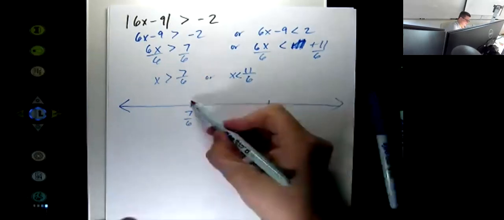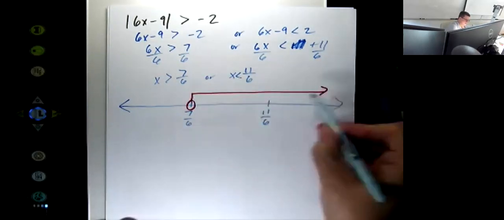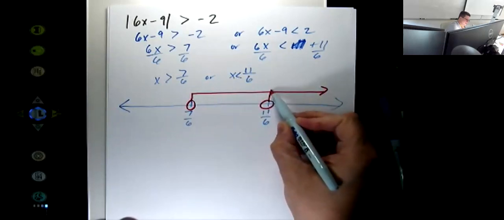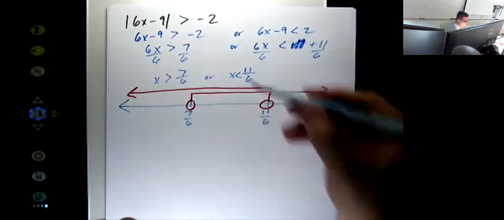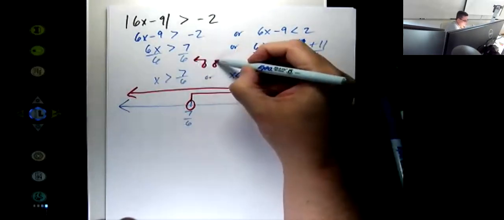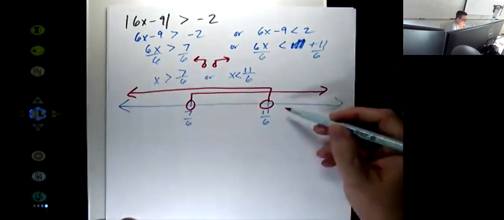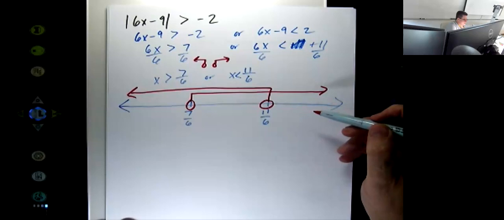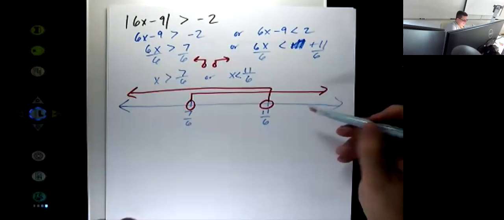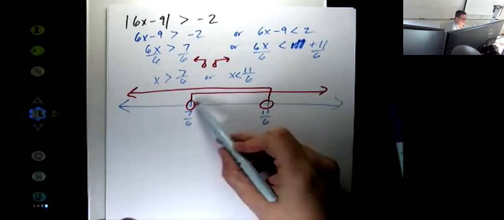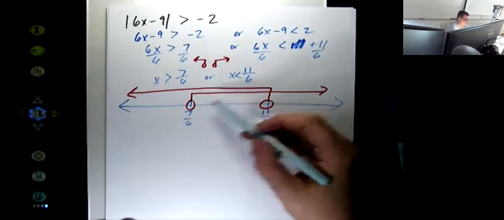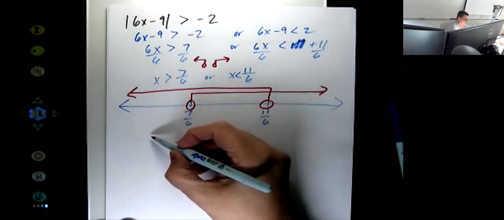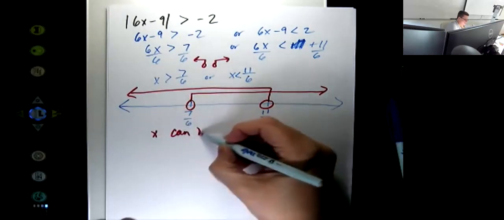If I do greater than 11/6, it's this way. If I do less than 7/6, it's this way. The or normally does this, doesn't it? What does it mean now that we're across? The number has to be greater than 11/6, or it can be less than 7/6, which literally means it could be any number. X can be any number.